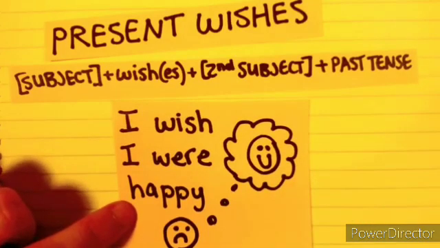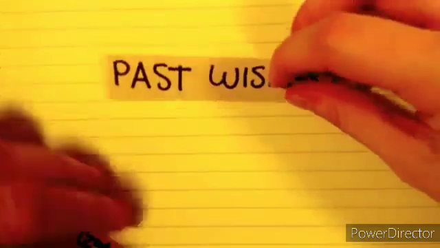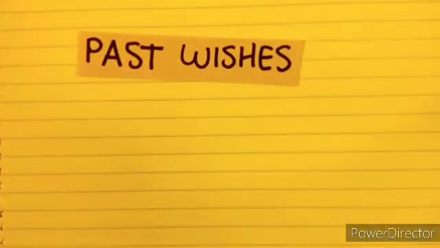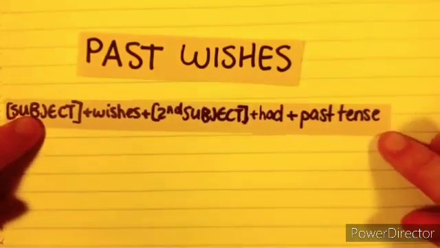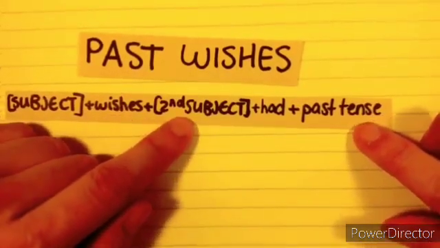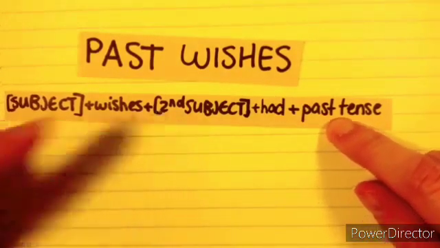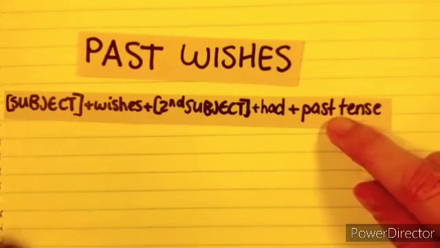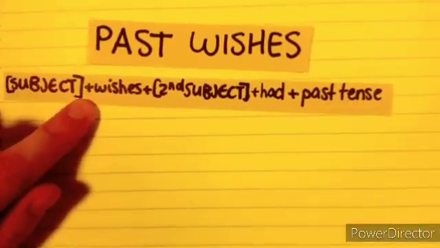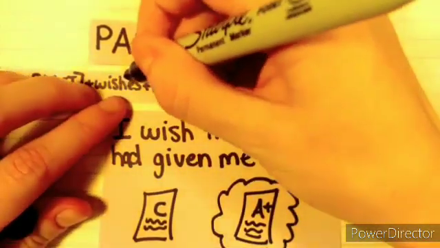Okay, what about wishes about things that have already happened? Those are past wishes. And the way we talk about past wishes is to use the subject plus the correct form of the verb wish, plus the second subject, plus had, plus the past tense. So this is actually the past perfect tense. Okay, so for example, we can say, I wish the teacher had given me an A+.